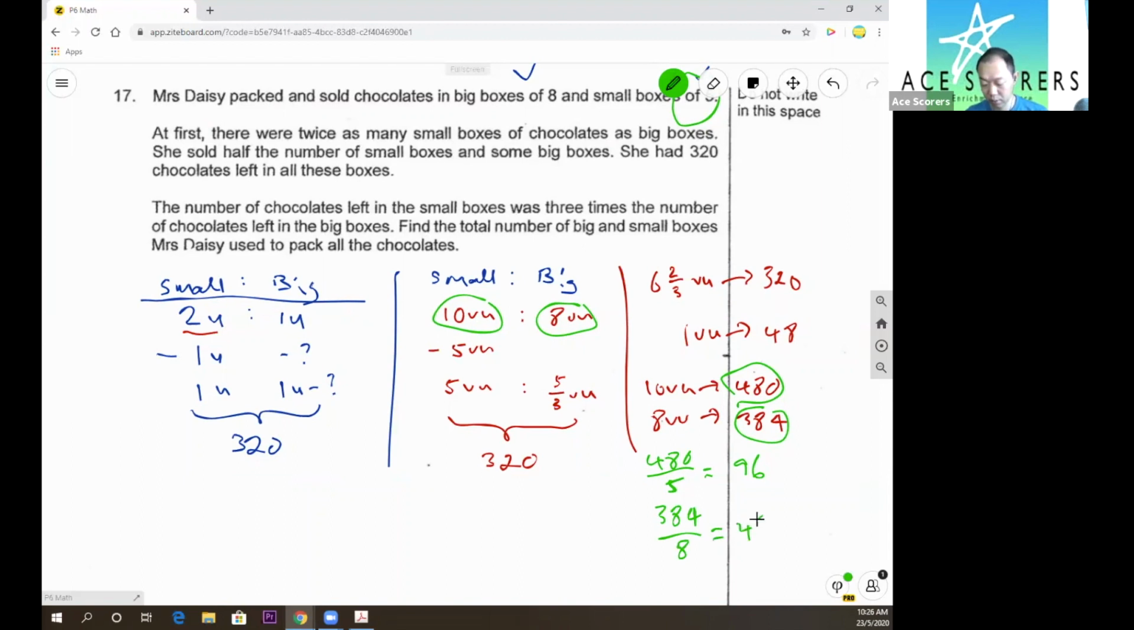So the total number, add together plus 96, it's 144 boxes. That's it.